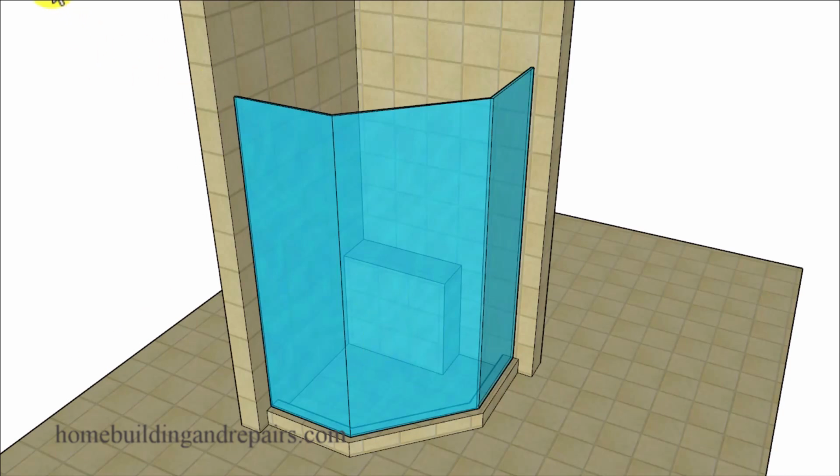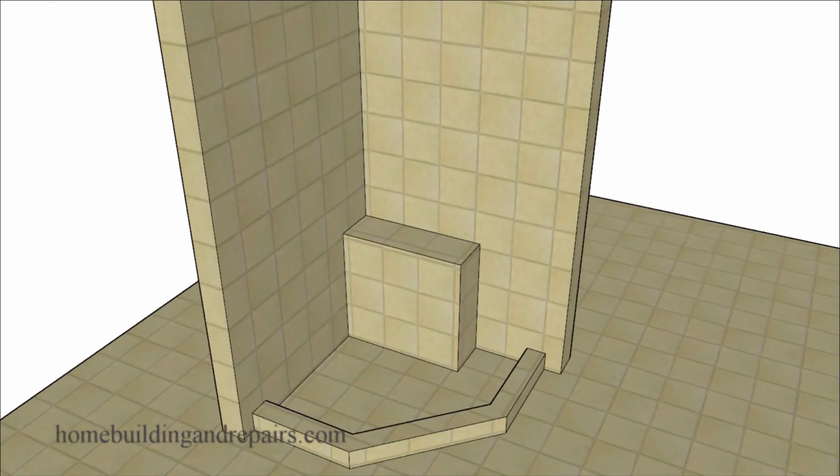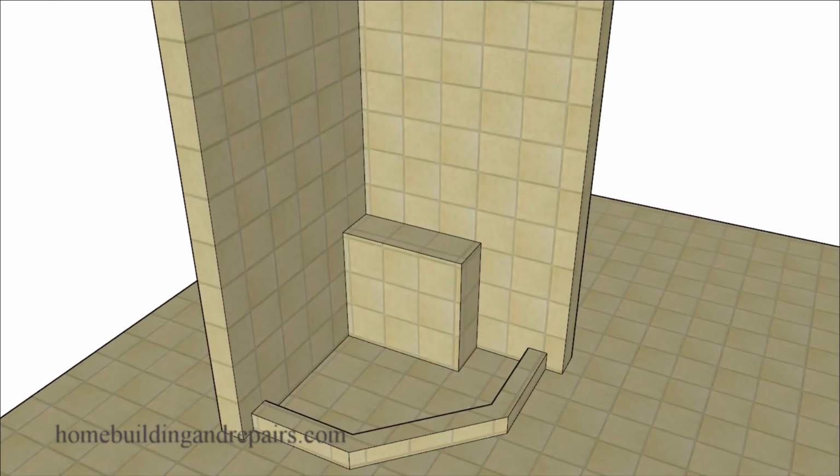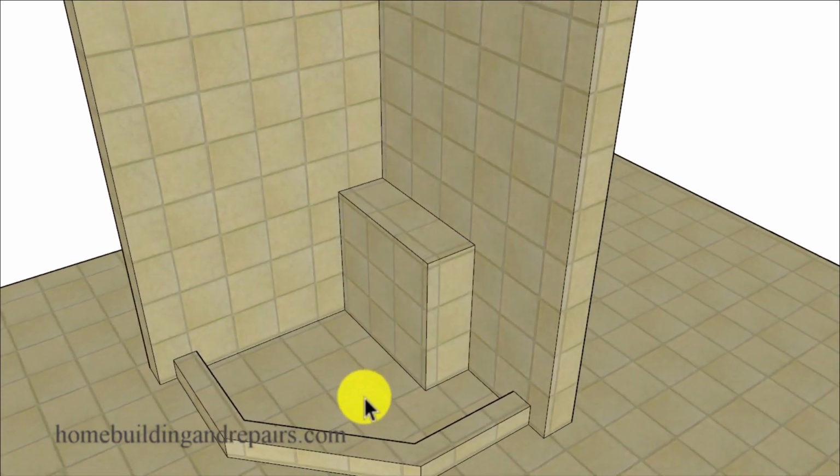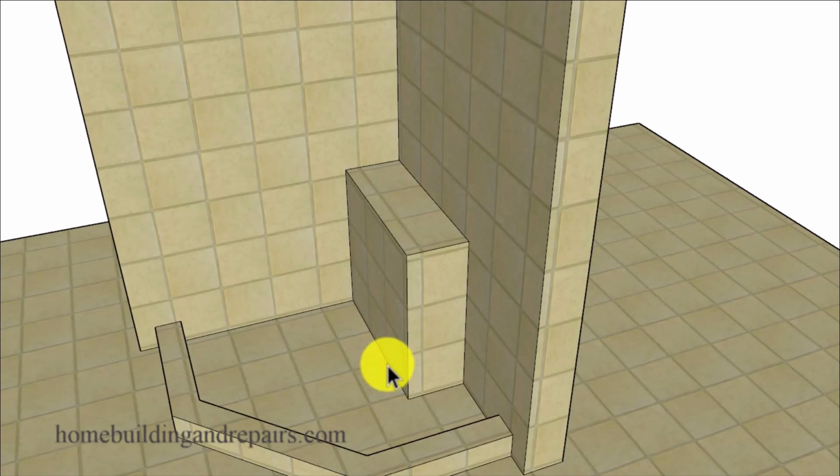So if you are going to build a shower seat, you're going to extend something into this area, then just make sure that the area in this space here would be 900 square inches or more.